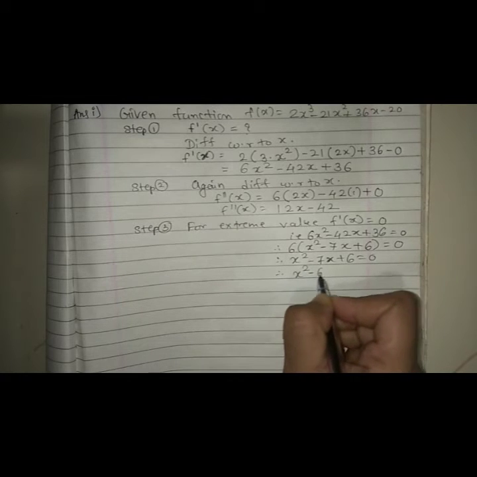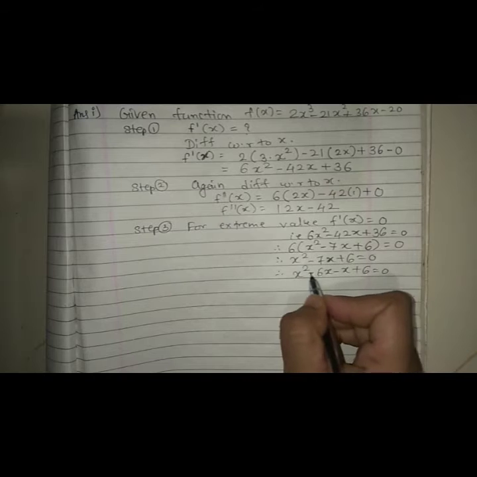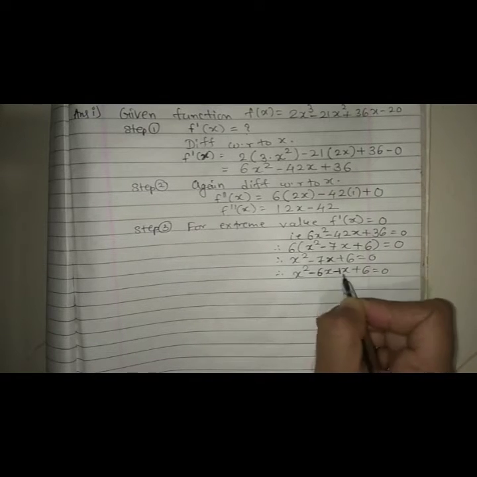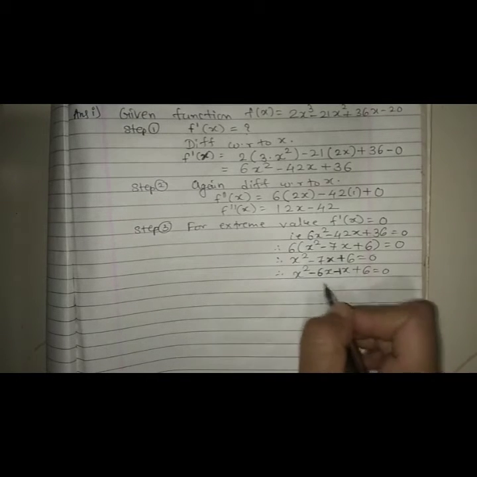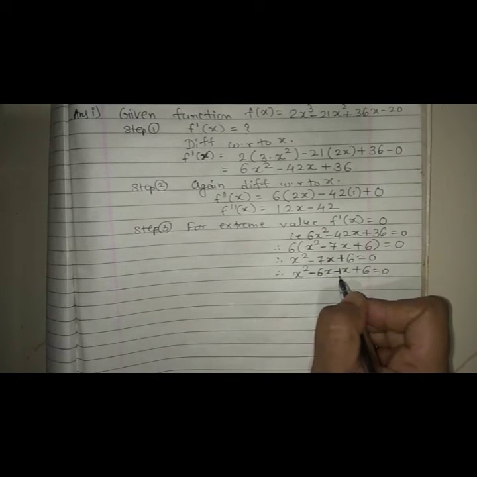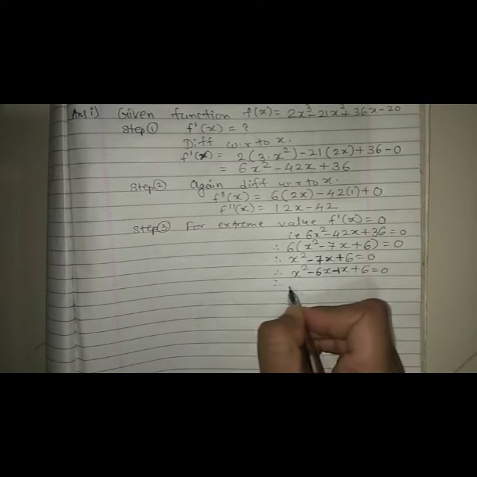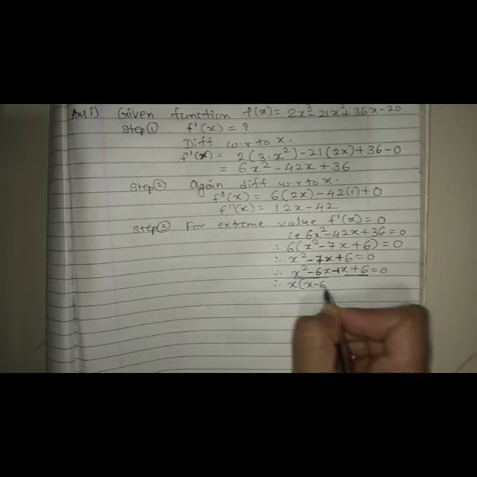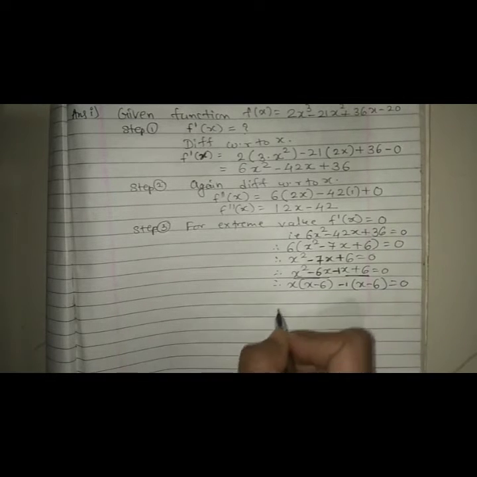x square minus 6x minus x plus 6 is equal to 0. Now see here. Minus 6 multiplied by minus 1, minus 1 into minus 6, gives plus 6. And minus 6 plus minus 1 gives minus 7. So this is the factor of the equation. Take x common from these two. So x minus 6, take a minus 1 common, x minus 6 is equal to 0.